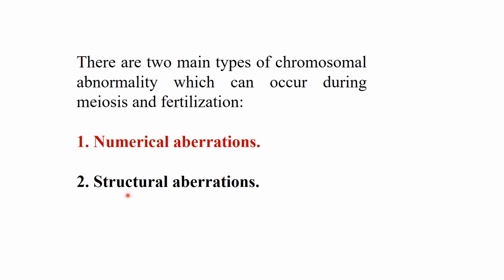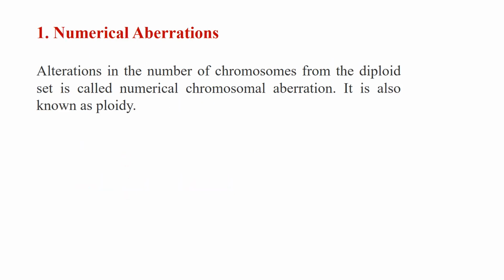The structural aberration is concerned with the abnormal structure of the chromosome. If some part of the chromosome is deleted, or an extra part is added, or the structure is abnormal, the condition is called structural aberration. So numerical aberration is based on the number, and structural aberration is based on the structure of the chromosome. In this lecture, we will focus on the numerical aberration. In the next lecture, we will discuss the structural aberrations.